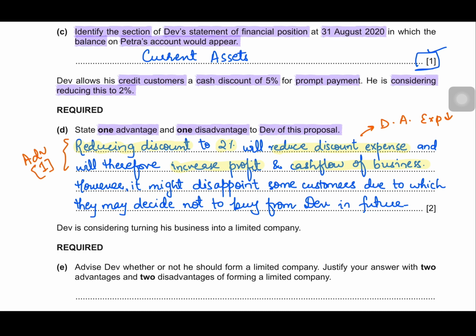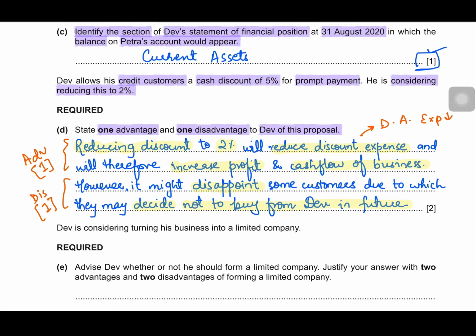And what would be the drawback? However, it might disappoint some customers, due to which they may decide not to buy from Dave in future. So this is a drawback of implementing this proposal, that you might lose some customers, you might lose some sales.